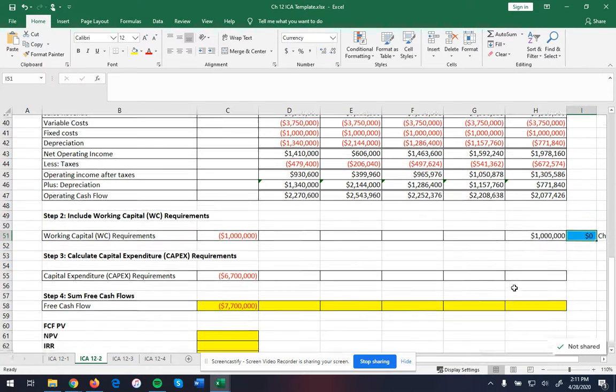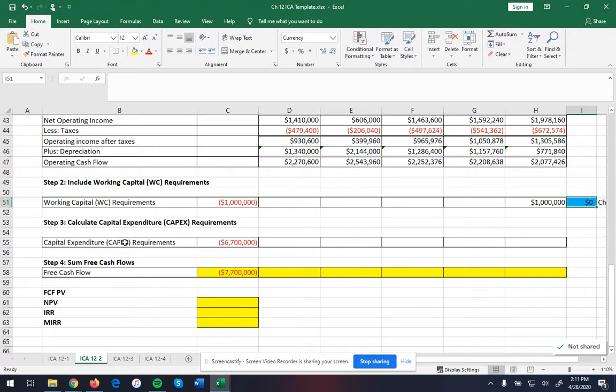We have done it. No other costs, no other things we have to work on, no extra capital expenditures. So the last thing we can do here is copy this over, add up all three cells, the operating cash flows, the working capital requirements, and the CapEx. And that actually gives us our free cash flows upon which we can do our NPV, IRR, and modified IRR analysis.